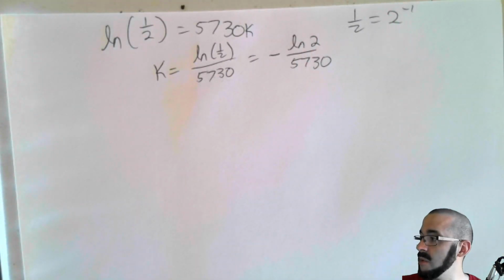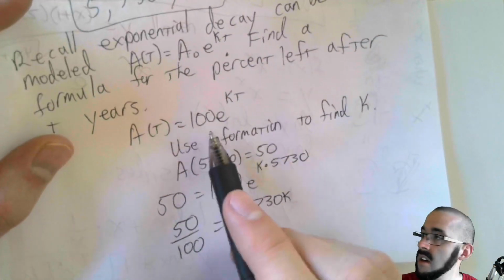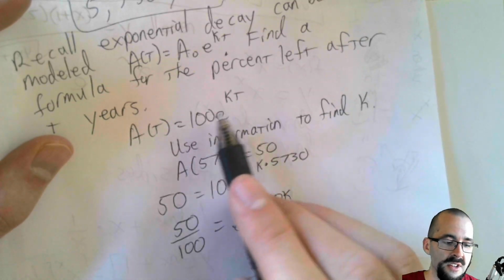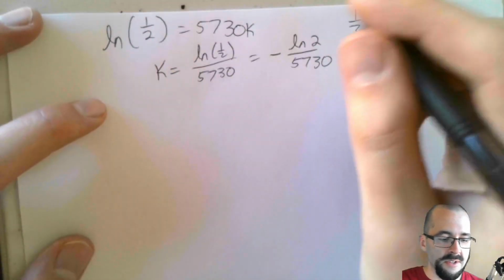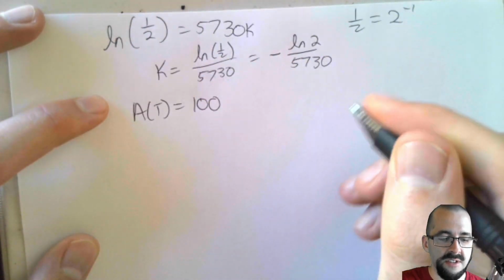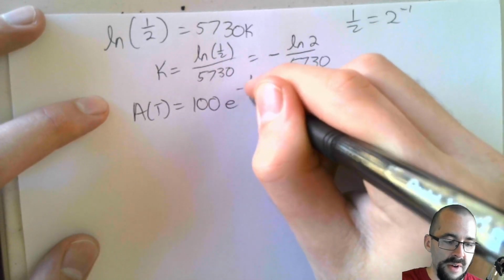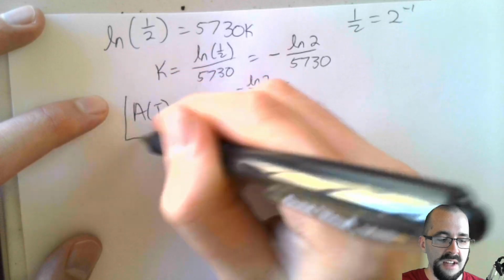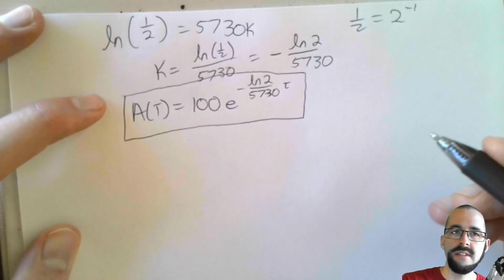We needed that K value because we were close to knowing the equation, but we didn't know our K. So let's plug in our K to this information and we'll have our answer for part C. Okay. So A of T was A0. We said A0 was 100, our starting value, times e to the K, which is negative natural log of 2 divided by 5730 times T. This is the percent of carbon-14 that's left after T years.